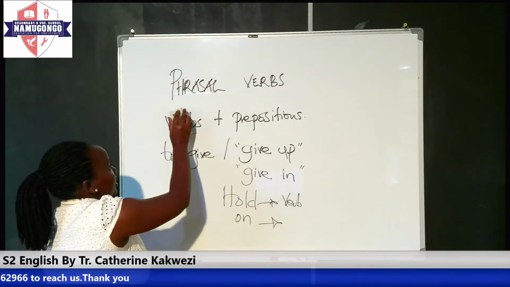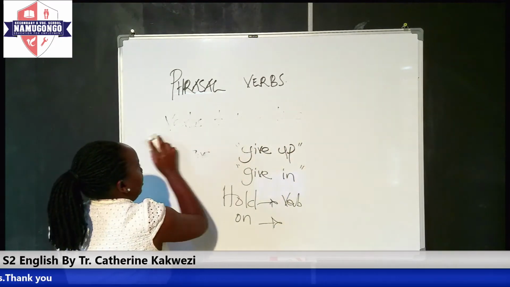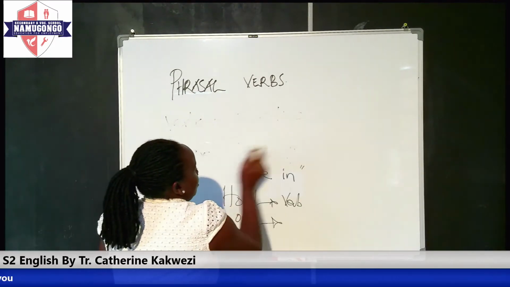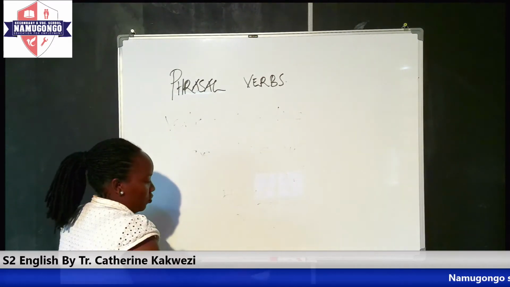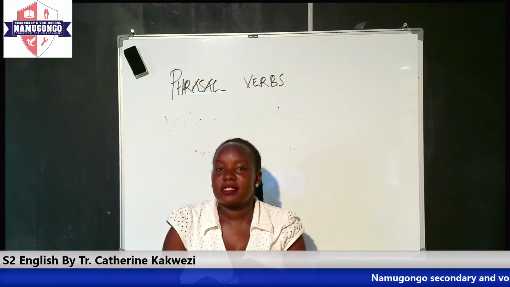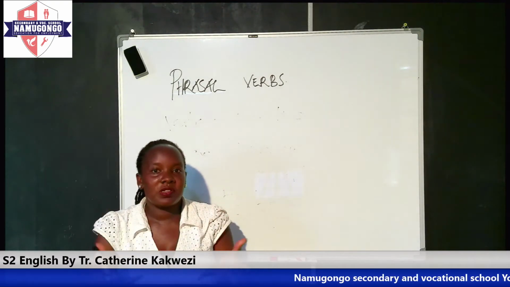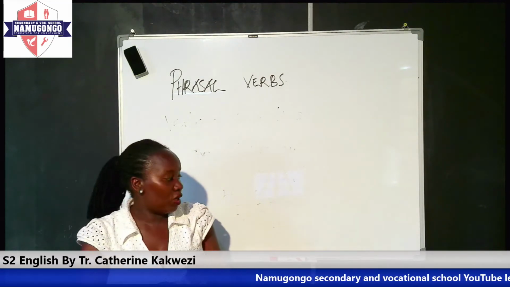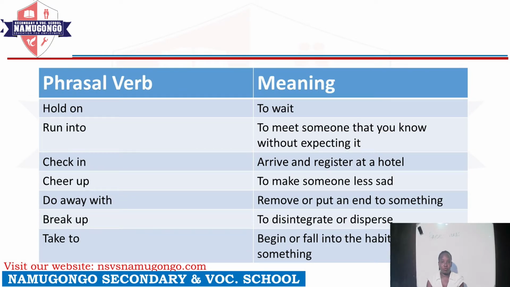I hope we are together about that. So those are a number of examples of phrasal verbs. Going forward, you will look at other phrasal verbs. By the way, that is not the only list. Going forward, we shall look at other examples, it will be a list of other examples of phrasal verbs.